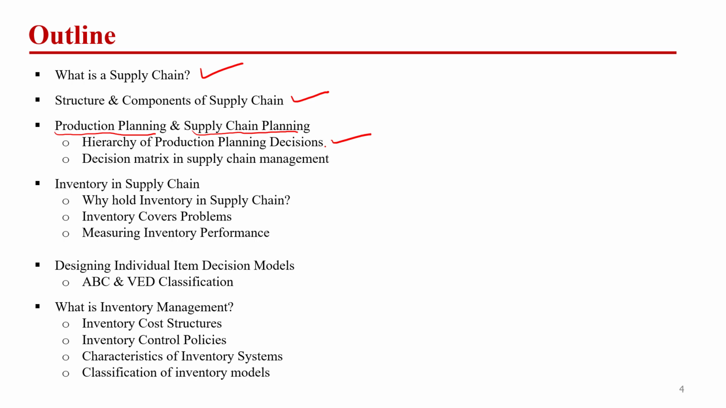As well as we will see where these production planning decisions exist within the decision matrix of supply chain management, or we can say the supply chain planning matrix, or even we can call it advanced planning systems. And then I will talk briefly about where the inventory exists within the supply chain. So in this lecture, I'm going to talk about these few topics: supply chain structure and components, production planning and supply chain planning, as well as inventory.